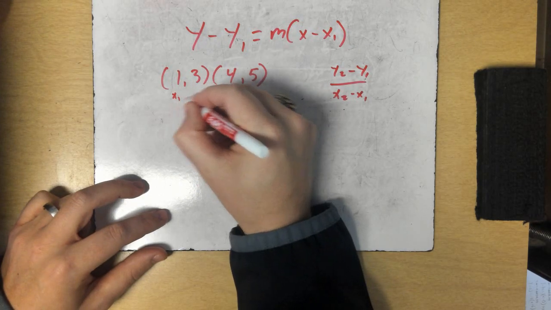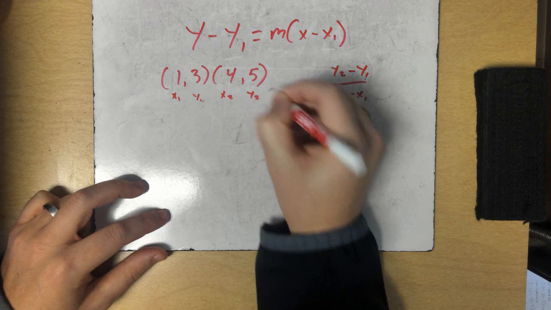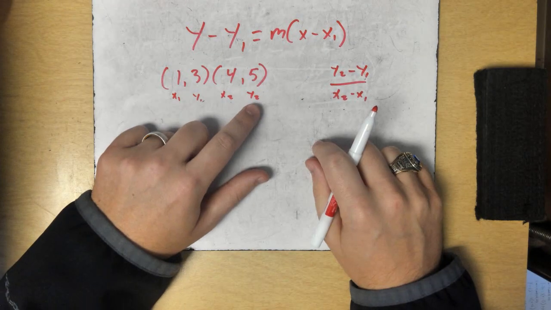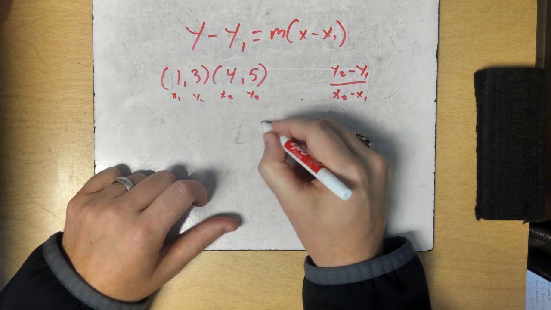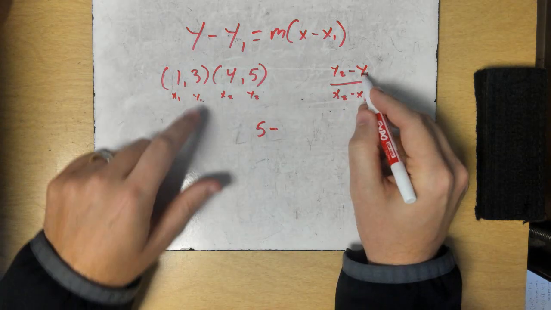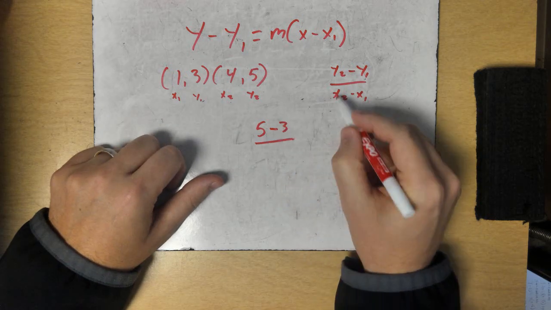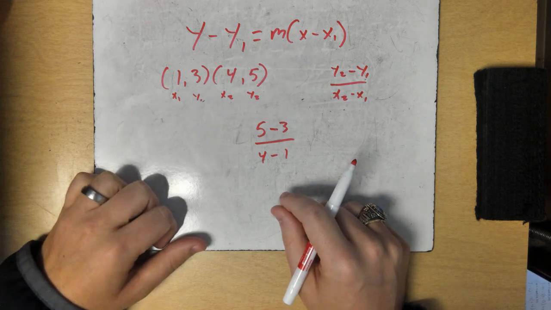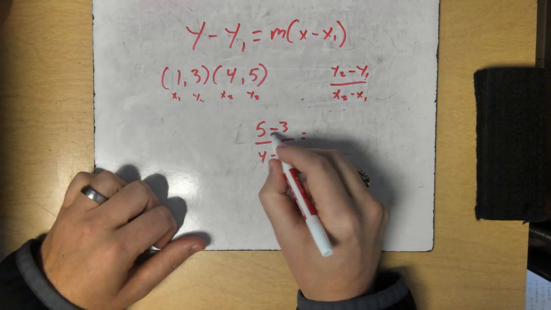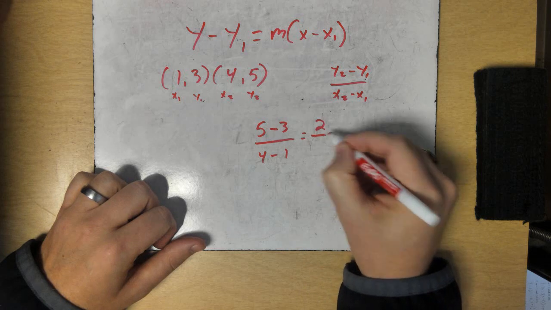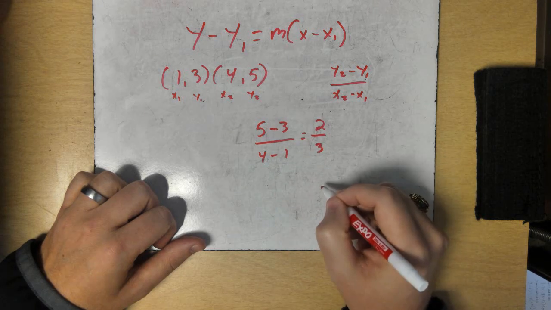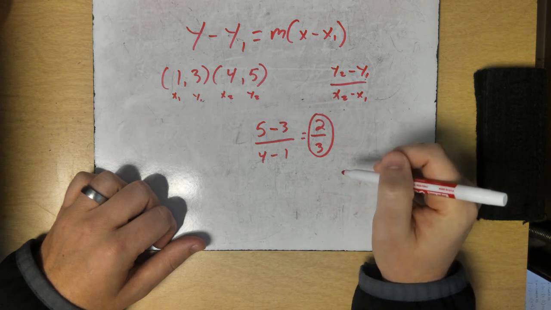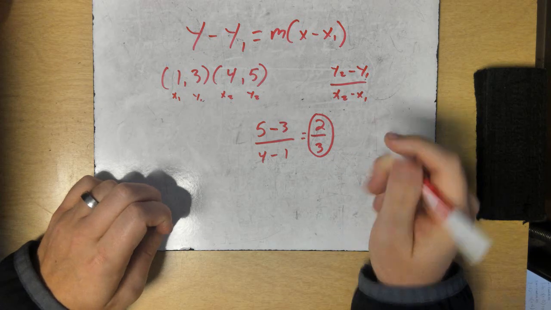So remember to label, we have x1, y1, x2, y2. Remember, xy, xy. That's how it works. Okay? So let's plug it in. Our y2 goes first, which is 5, minus our y1, which is 3, over x2, which is 4, minus x1, which is 1. Okay, now we solve. Subtract the top. 5 minus 3 would be 2, over 4 minus 1, which would be 3. You can't reduce this, you can't divide it, so it stays as a fraction. Our slope is 2 over 3, 2/3.